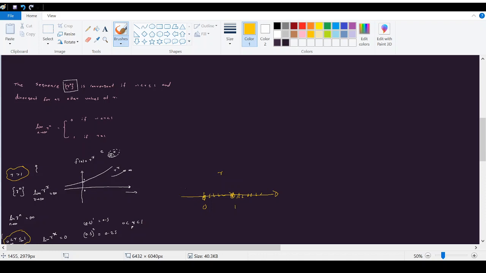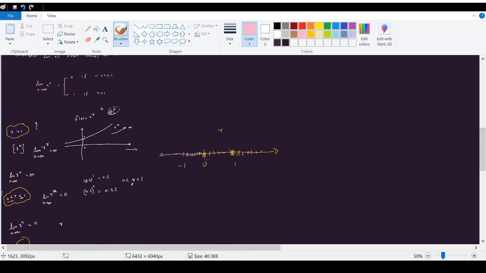Now how about the other side? For that, once again we will separate the number line into two sections. Now for the values in between -1 and 0, we have already dealt with 0. How about this one? What if r is equal to -1? Then the sequence will be -1 to the power n. And in a separate video I said that this sequence does not converge.